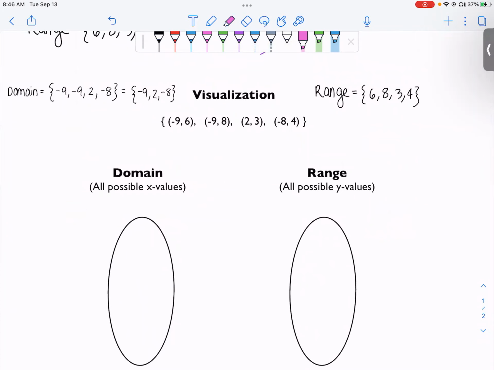So I'm going to go ahead and take the domain and put the domain over here, and I'm going to take the range and put the range over here. We're going to show a quick visualization of a relation and how the domain gets, what we say is, mapped. It gets mapped to the range.